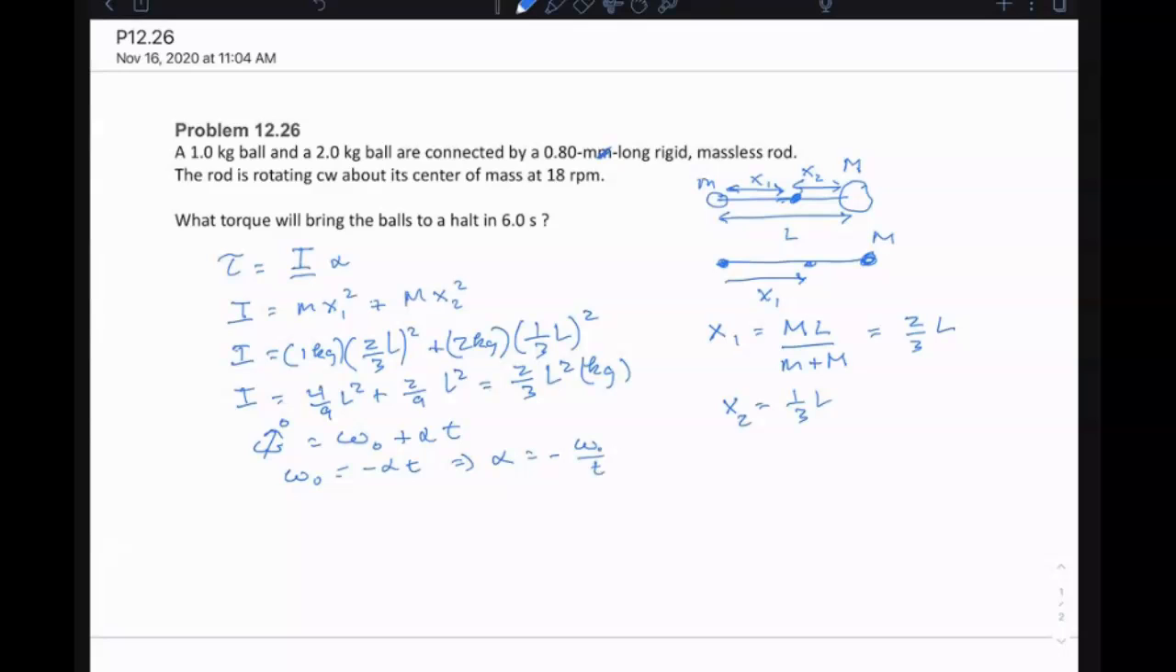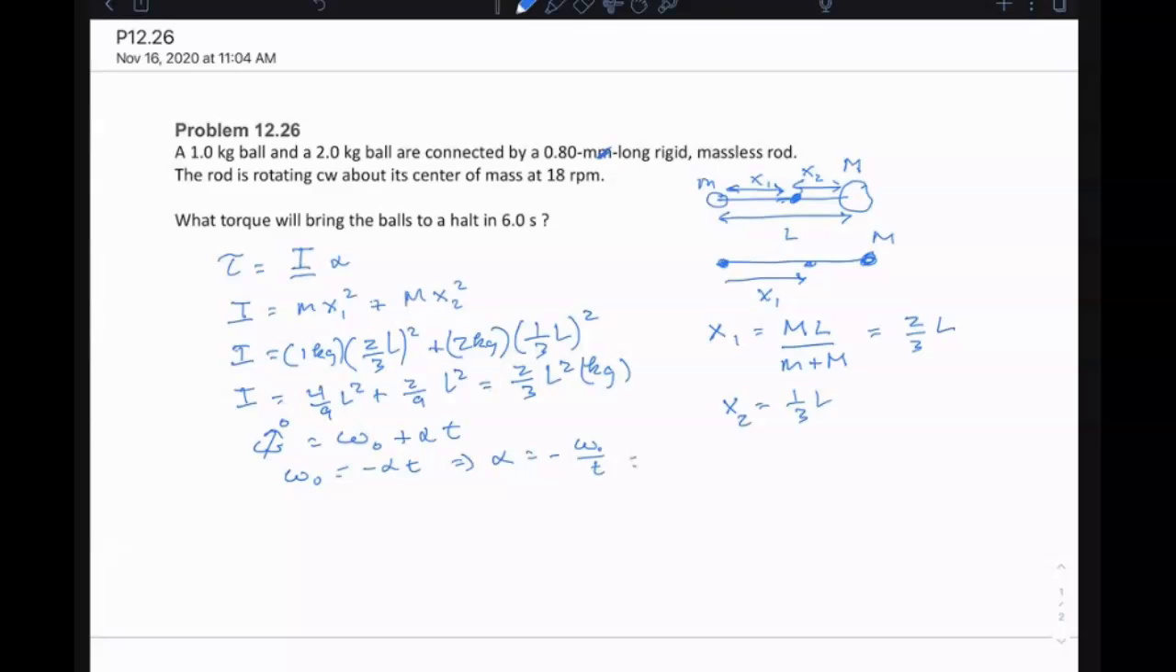All right. Now, omega naught is equal to 18 RPM, and t is equal to 6.0 seconds. But this angular velocity is clockwise, and that's a negative. If it's clockwise, the sign of that angular velocity is negative. So we're going to have a negative times a negative when we calculate alpha here.